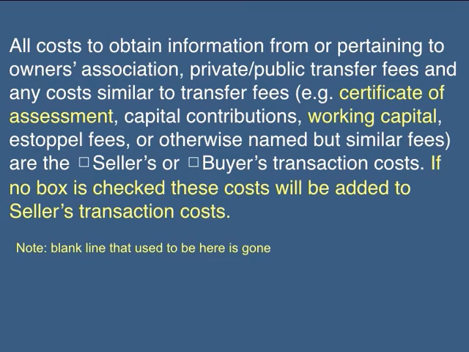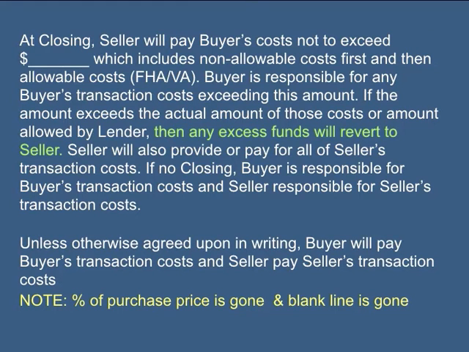And then I note here that the former contract we were using had a blank line, and that is no longer there. We like that. Now we move to the closing cost section if the buyer wants the seller to pay any of the buyer's closing cost. At closing, the seller will pay buyer's costs not to exceed blank dollars. The percent that used to be there is no longer here. It's simply dollars, which includes non-allowable costs first and then allowable costs with FHA and VA. Buyer is responsible for any buyer's transaction cost exceeding this amount. If the amount exceeds the actual amount of those costs or amount allowed by the lender, any excess funds will revert to the seller. Make sure your buyer is aware of that.